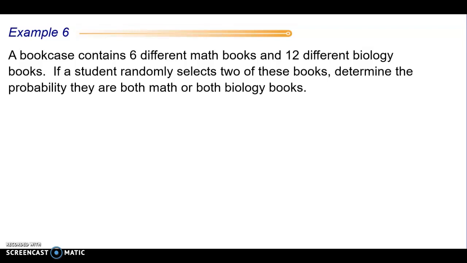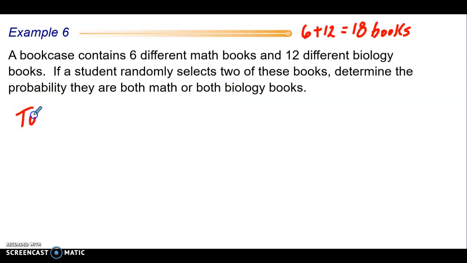Section 3.3, Example 6. A bookcase contains 6 different math books and 12 different biology books. In total, we have 6 plus 12. There are 18 books in total. If a student randomly selects 2 of these books, determine the probability they are both math or both biology books.